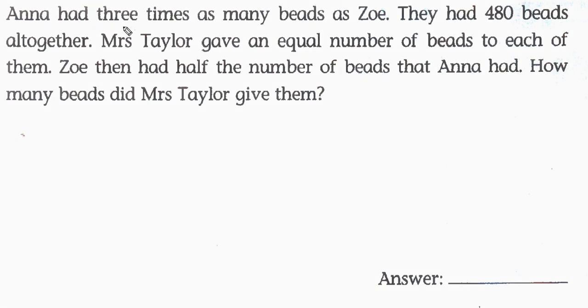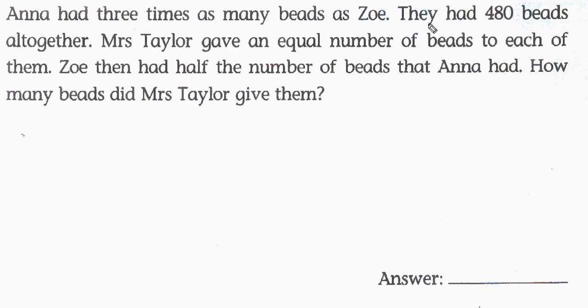Okay, Anna had 3 times as many beads as Zoe. They had 480 beads altogether. Mrs. Taylor gave an equal number of beads to each of them. Zoe then had half the number of beads that Anna had. And the question we asked is, how many beads did Mrs. Taylor give them?